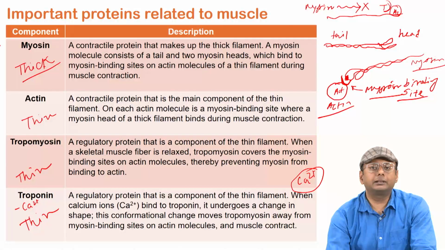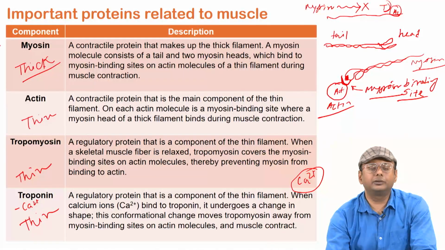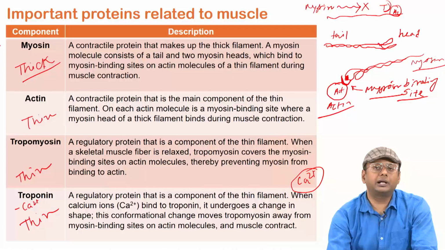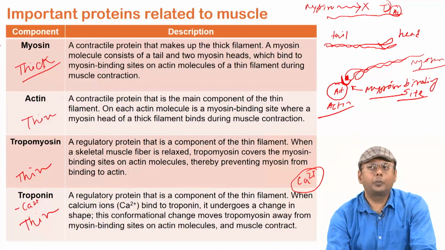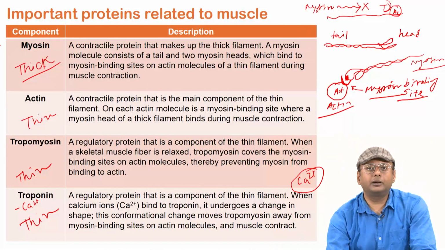But during muscle contraction, when the sarcoplasmic reticulum releases the calcium, this calcium binds with the troponin, causing conformational changes of the protein, and eventually it removes the tropomyosin away from the myosin binding site, leaving the binding site open on the actin. In that case myosin can easily come and bind to the actin, causing muscle contraction. So, hopefully you understood the different types of proteins present in the muscle.